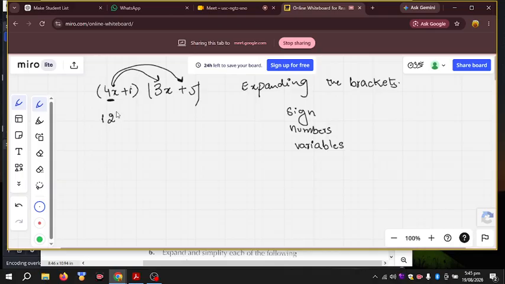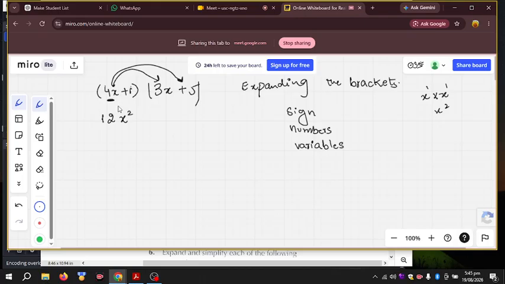Now you will multiply the variables. The variables are x and x. You know that when you multiply the same values, their powers are added, right? It will become x square. So 3 times 4 is 12 and x times x is x square.